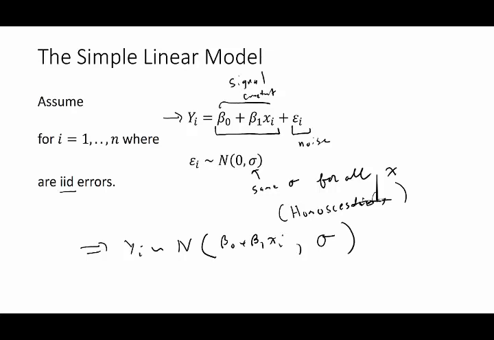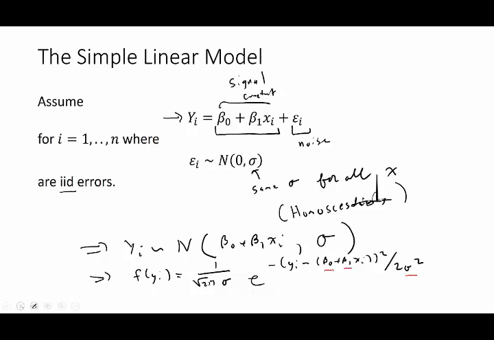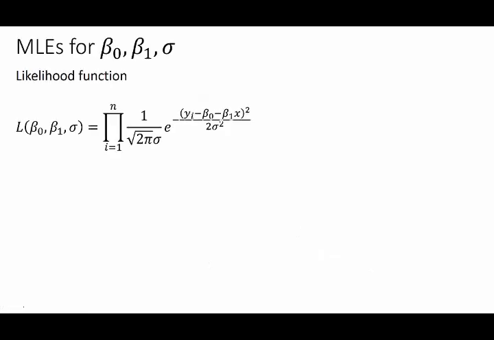And once you know this, you also know it has a PDF given by the usual thing: 1 over square root of 2 pi sigma, e to the negative (yi minus its mean, which is beta naught plus beta 1 xi) squared over 2 sigma squared. So notice I have a PDF which depends now on 3 parameters: beta naught, beta 1, and sigma, so I can talk about the MLEs for those parameters. It's actually a fairly simple calculation.